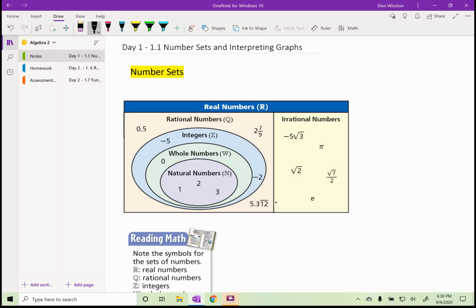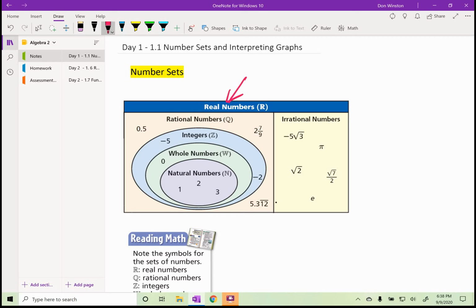Everyone, first lesson of the new school year, we begin with Chapter 1, the number sets and interpreting graphs. We begin with the number sets because we'll be talking about number sets a lot throughout the school year, so it's a good place to start. So let's take a look at the real number set. So what is the real number set?